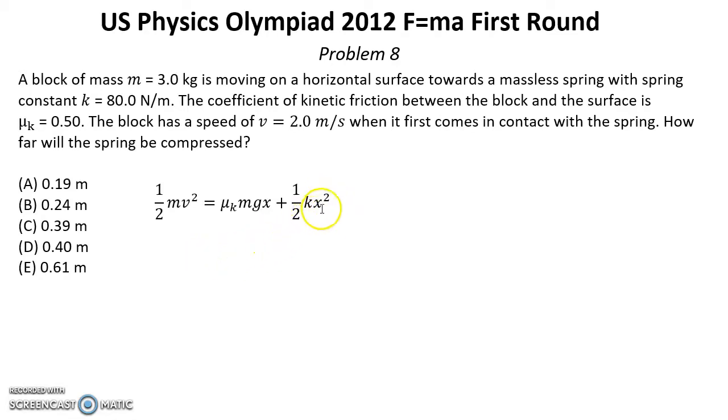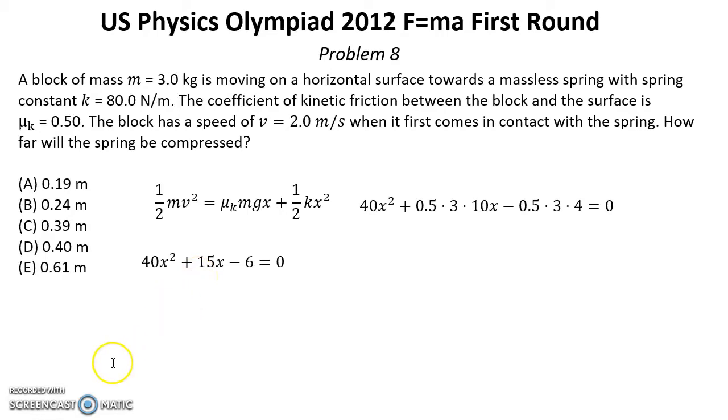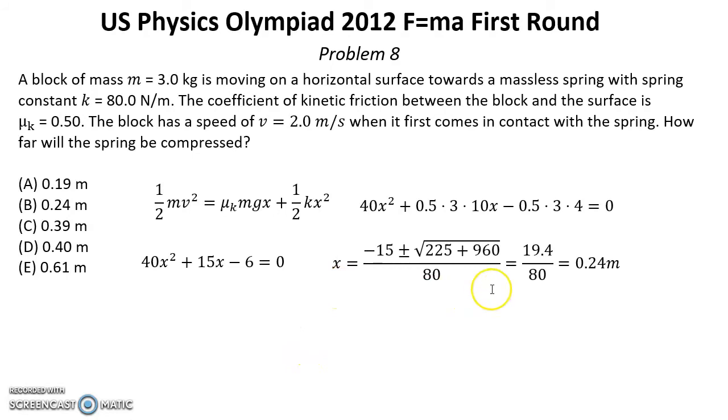As we can see, this is a quadratic equation in x. Let's put in the numbers and calculate the result. This is our equation in numbers, and after simplification we have this equation. Let's find the solution. This is the solution with two roots, but we have to take the positive root, not the negative. And for the positive root we have 0.24 meters, which is answer B.